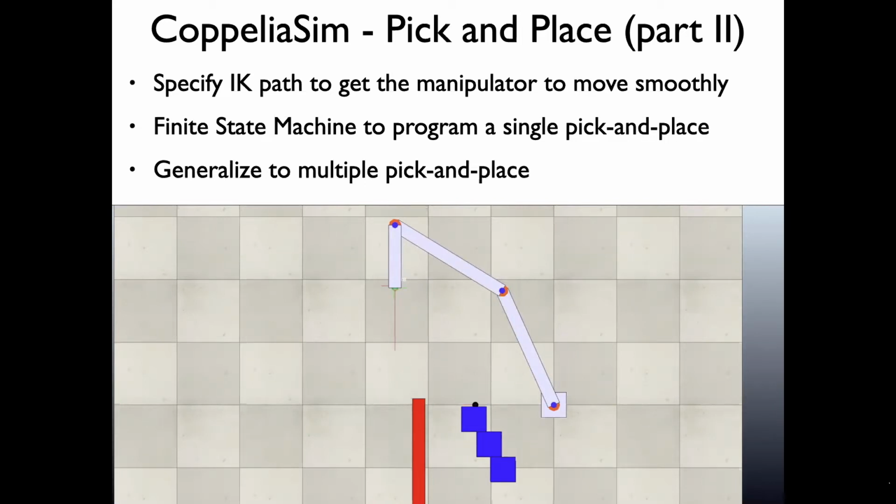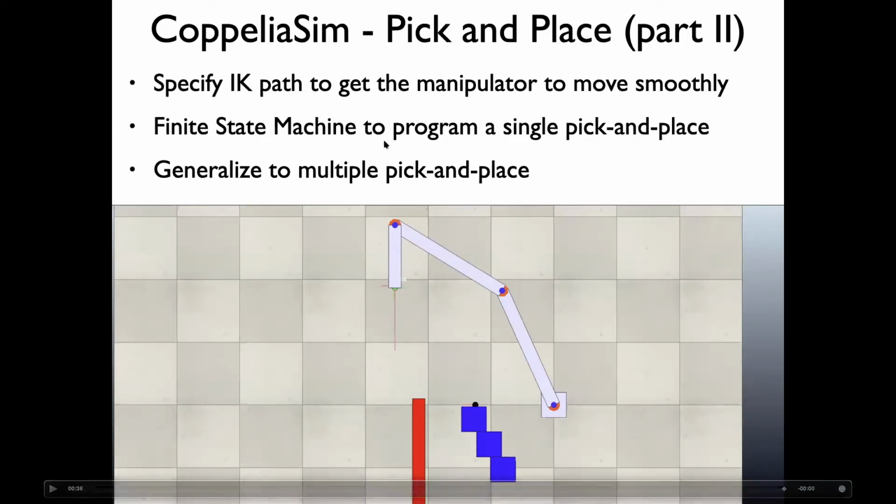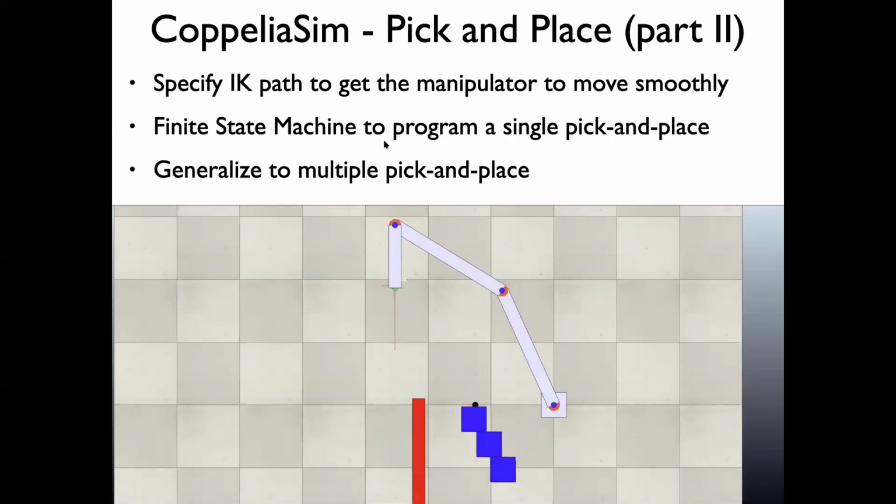There are three parts to today's lecture. The first part is specifying a path for the manipulator to move and seeing that that path is traversed in a given time. The second part is I will introduce what is known as a finite state machine to program a single pick and place. So pick one box and place one box.